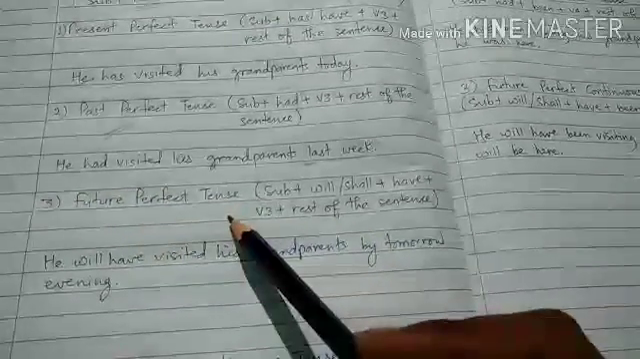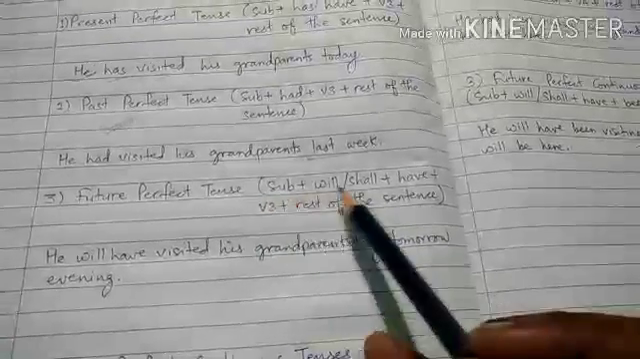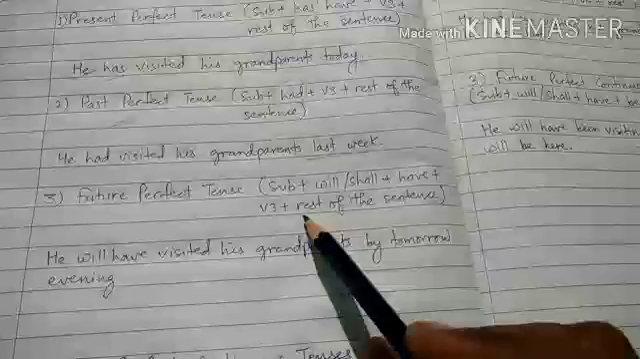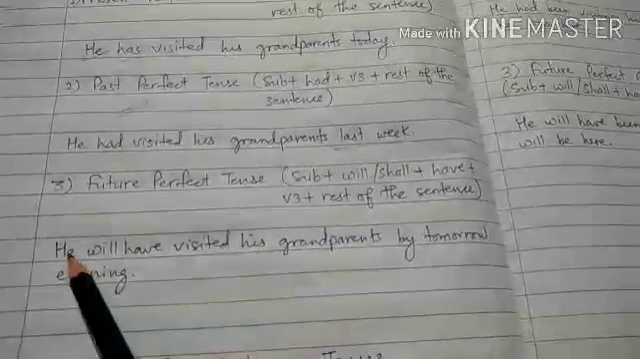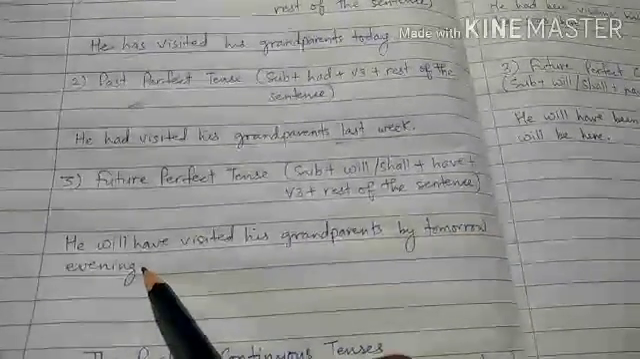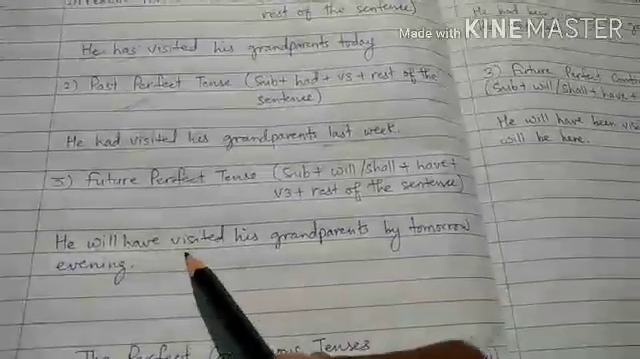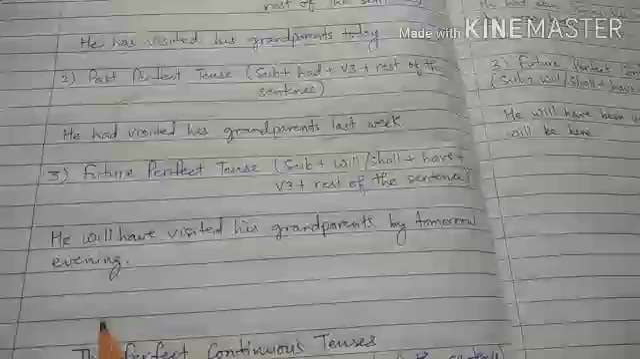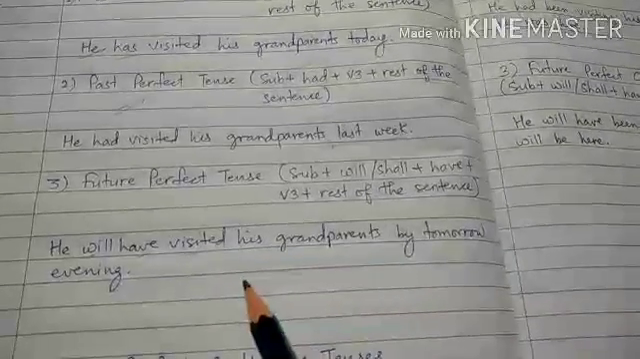Now see here, future perfect tense. Subject plus will or shall plus have plus B3 plus rest of the sentence. Now if you see here, he will have visited his grandparents by tomorrow evening. Subject plus will or shall, here it is will, have plus B3 plus rest of the sentence. So this sentence is in future perfect tense. Understood?